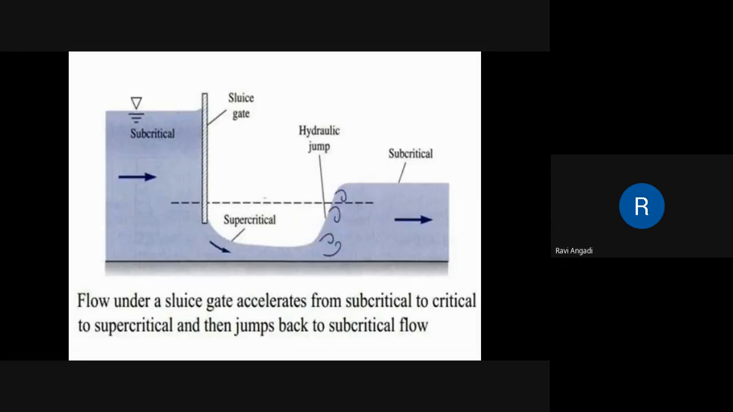Look at this one again, a sluice gate. A flow under a sluice gate accelerates from subcritical to critical to supercritical and then jumps back to subcritical flow. Behind the gate, the flow is subcritical because the depth is more. Once it passes through the gate, it is supercritical. Then again it is subcritical. So what is this? Hydraulic jump.